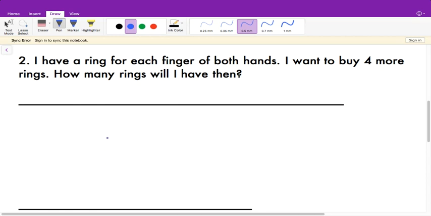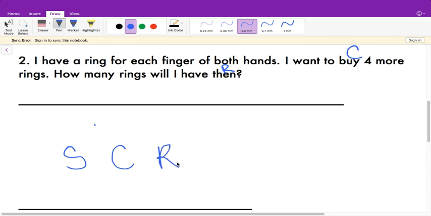Okay, so I can see that they're buying more rings. So that's an action. And they want to know how many rings they'll have after they do that action, which would be a result. So when I look here, I can see buying more is a change and having then or at the end is the result. So I can start writing my equation. I know that it's a start, change, result.